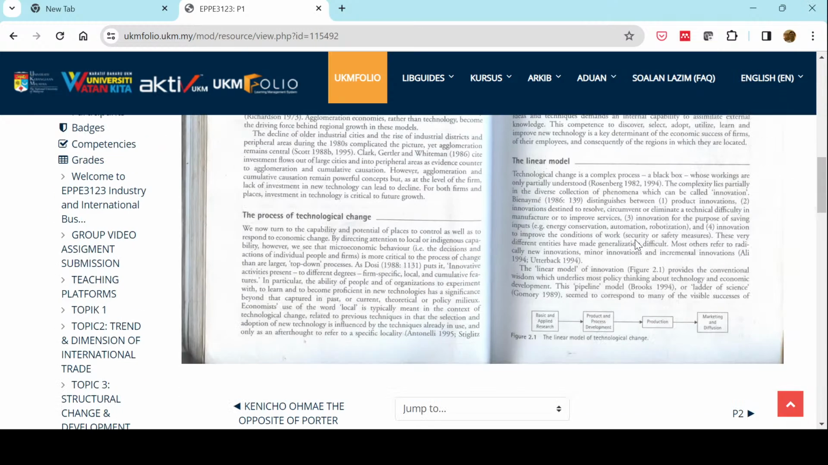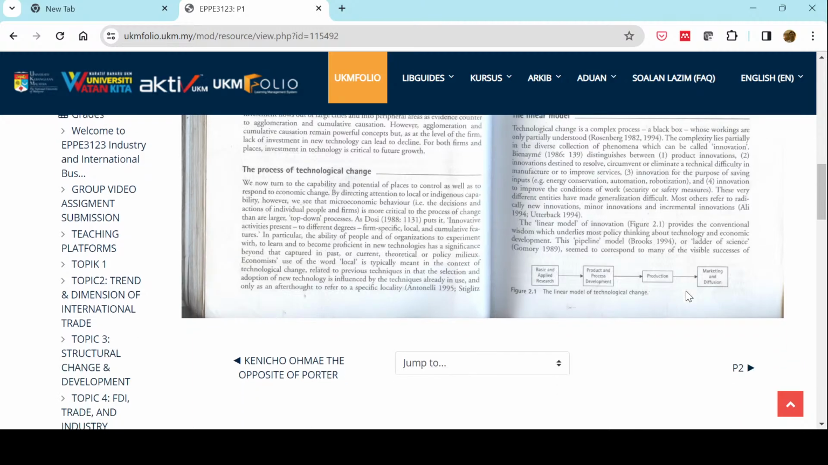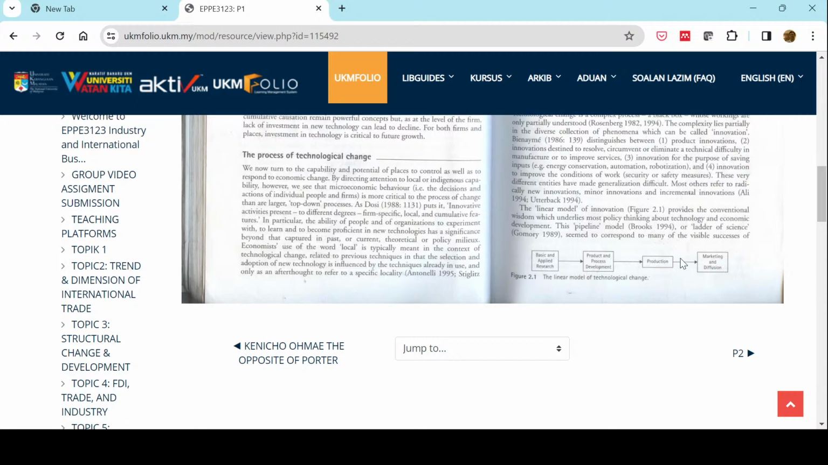So when we talk about the process of technological change, we can look at it in two types of models: the linear model, and the other one is the iterative model. The linear model is simply a basic setup for us to understand how that process of tech change happens. But in reality, it is not a linear model. It is the second one, which is iterative. That's the next page.